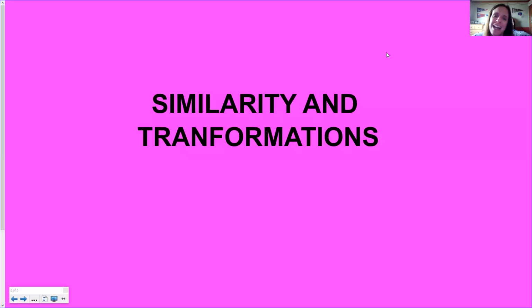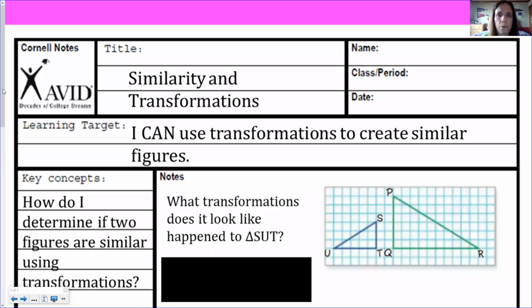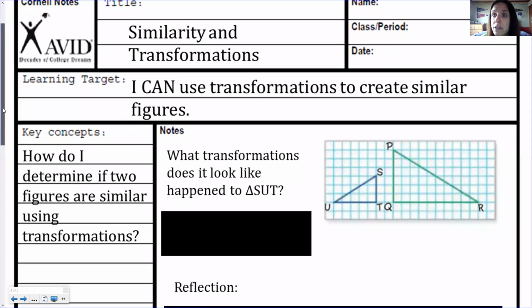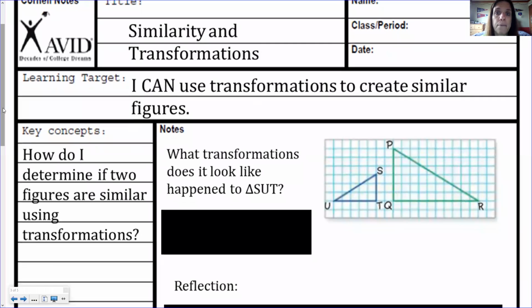Thanks for coming back. Today we're going to continue in our unit and talk about similarity with transformations. So we've been working with similarity and similar figures. We studied transformations. Now we're going to put them together. Get your notes page ready, whether you're taking notes on your own paper, you printed mine, or you're using the Google Slide. Here we go.